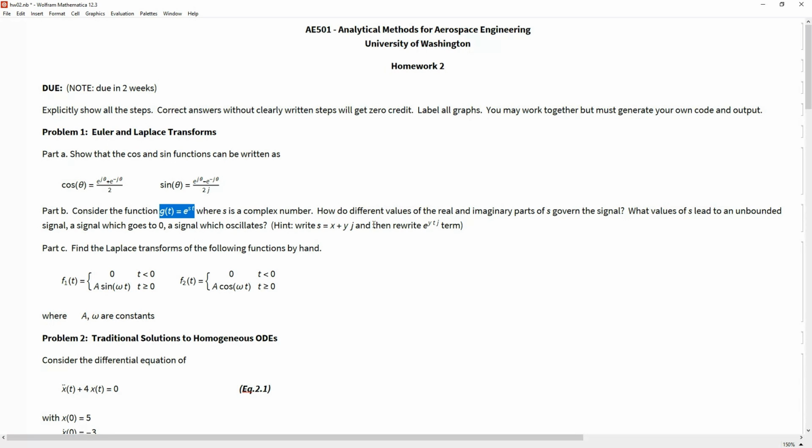I'll let everyone tackle this a little bit. This might be one that might be fun to talk about in office hours. We will come back to this. This is going to, like I said, lead into some insights into the fundamental solutions of ordinary differential equations.